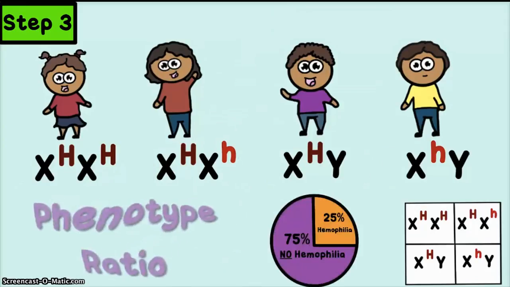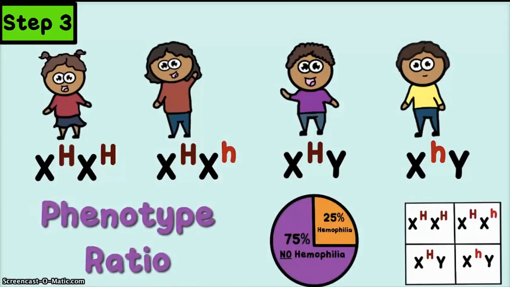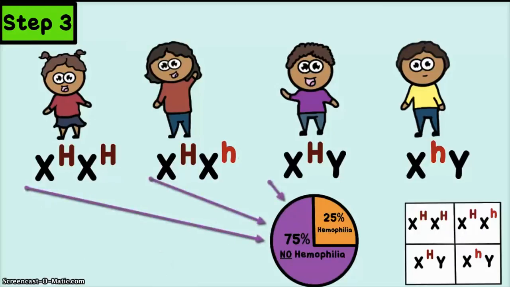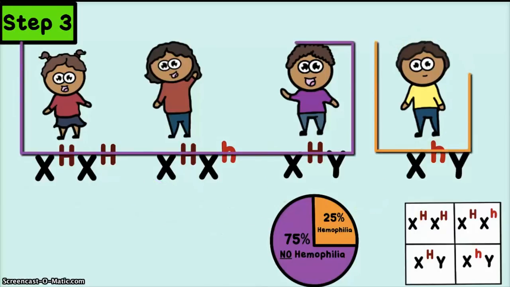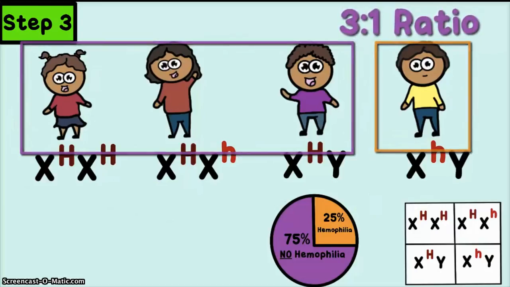The phenotype ratio, remember that these are the observable traits, can be written out that there is a 75% chance that the child will be born without hemophilia and a 25% chance that a child would have hemophilia for this boy here. You could also make this a ratio, so 3 to 1.